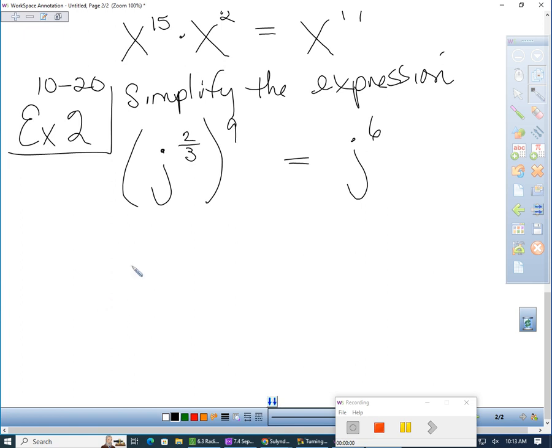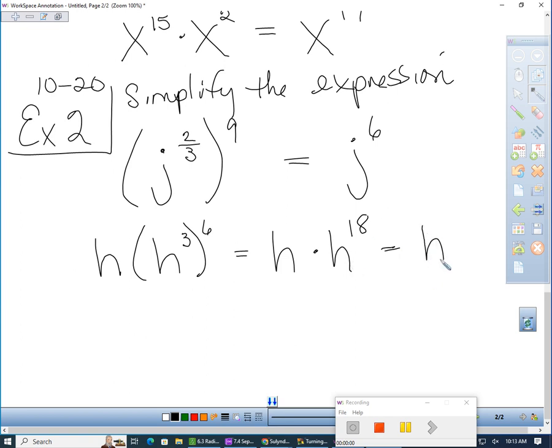Okay. What if I have h times h to the third raised to the sixth? What do I do first? Okay, so this h is being multiplied. I'm going to leave him alone for a second. H to the 18th. We have to do our exponents first. Think about order of operations, right? You have to do exponents before you can multiply. Now that we're timesing h times h to the 18th, we're going to keep our base and add our exponents.